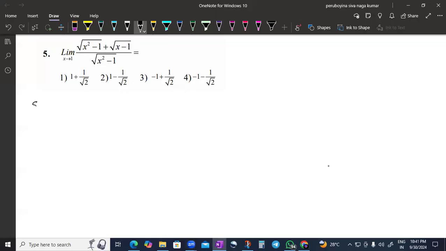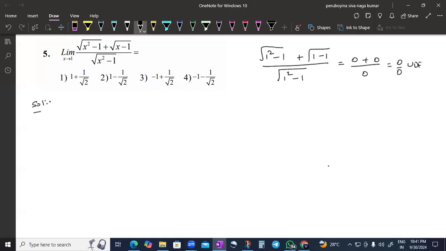So for the fifth one, we will do one thing. Directly we will substitute the limit value. Root of 1 square minus 1 plus root of 1 minus 1 divided by root of 1 square minus 1. Of course, the first value is 0, second value 0, down value is also 0. 0 by 0, which is an undetermined form. And now, after identifying it is an undetermined form, we will do L'Hospital's method. According to L'Hospital's method, the numerator separate derivative, denominator separate derivative. And we will perform the separate derivatives here.